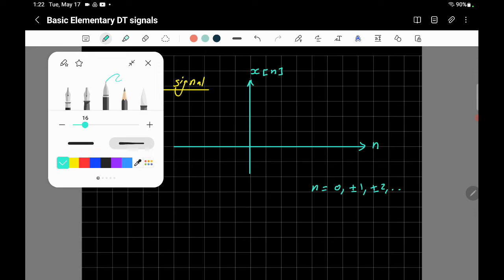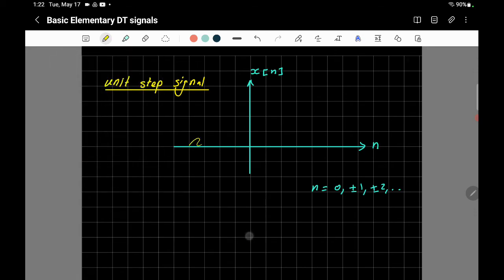So if you are talking about the unit step, it means it's going to be 0 from negative infinity, 0, 0, 0. And once you get n equal to 0 here, then it jumps to 1. And you can make this vertical line. That's n equal to 1, 1, 1, and so on. You can continue up to infinity.